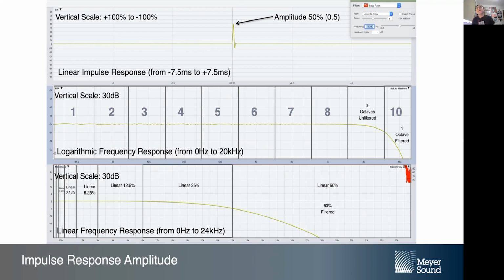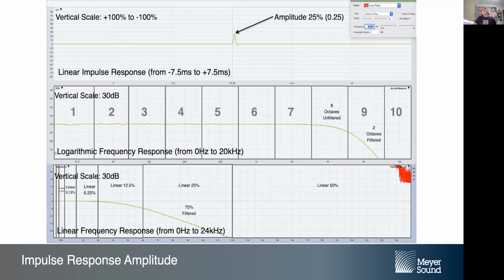Come to the next slide. And when we go to the next slide, we have a 2 octave filter, so we have 8 octaves unfiltered. However, the amplitude of the impulse is 25% of the original 100%. This is because the unfiltered information is 25%, and what we have filtered is 75%. So the linear information unfiltered is 25%, the linear information filtered is 75%.